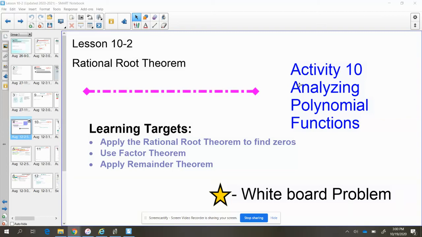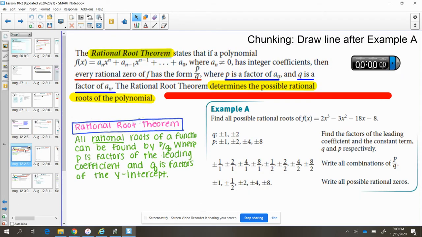Everyone, today we are continuing on with activity 10. We're actually going to talk about both lessons 10.2 and 10.3, and it starts today on page 135. Now, ideally, when we are doing this unit in class, we do not have a graphing calculator.